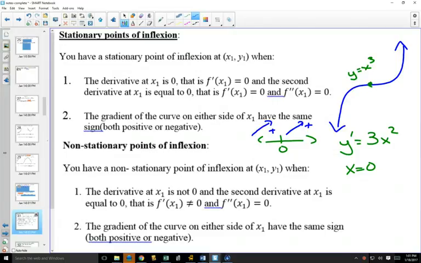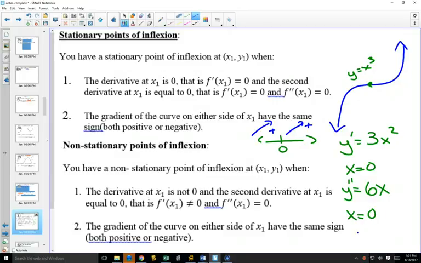When I do the second derivative of 3x squared, the derivative of that would be 6x. It's still equal to 0 when x is equal to 0. And so we have an inflection point.